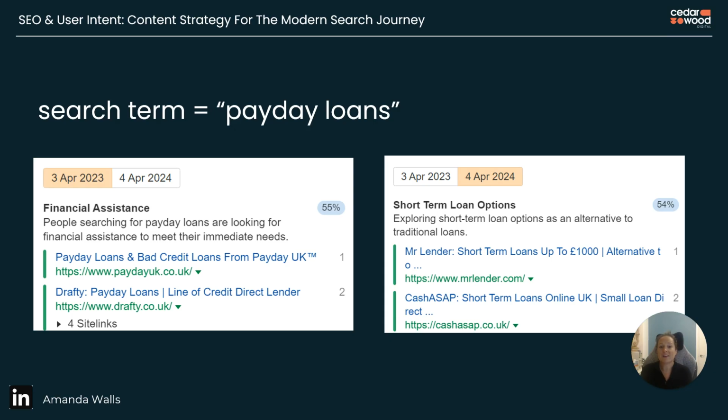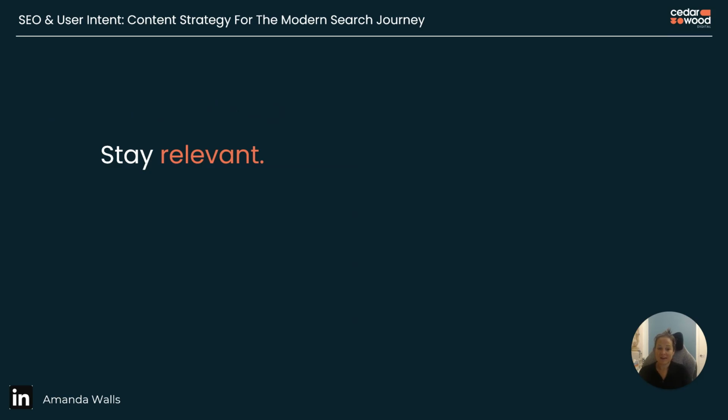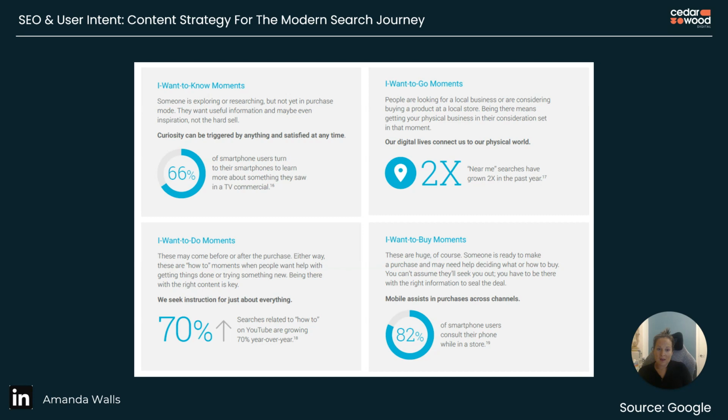And we can see this reflected in the title tags as well, where these title tags now are more focused around short-term loan options and less focused around the payday loans term. So the key takeaway of this is stay relevant with your user intent. But we also need to understand that user intent isn't something that happens over a long period of time. Sometimes we can have a micro moment, and micro moments are becoming even more common in modern society.